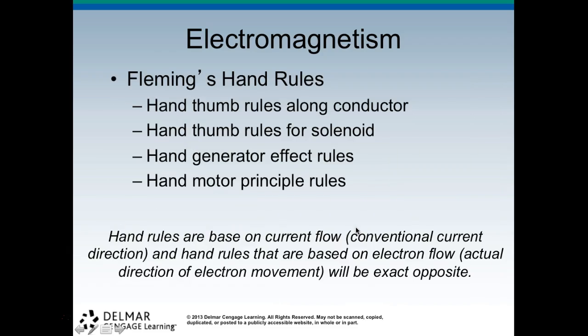When we talk about Fleming's right hand or Fleming's hand rules, we have the right-hand thumb rule along a conductor, the right-hand thumb rule along a solenoid, the hand generator effect rule, and the hand motor principle rule. The hand rules are based on current flow, so conventional current direction, and the hand rules can also be based on electron flow. Actually, the direction of electron movement will be exactly the opposite.